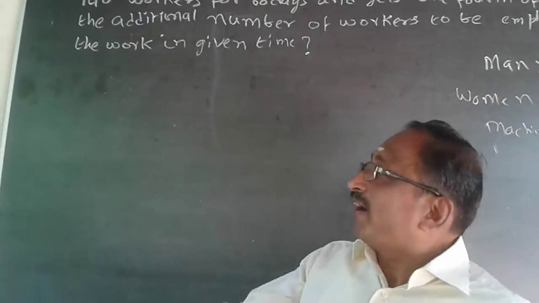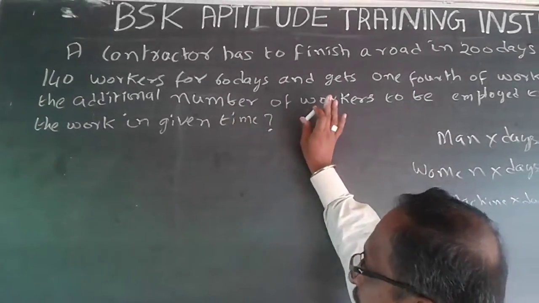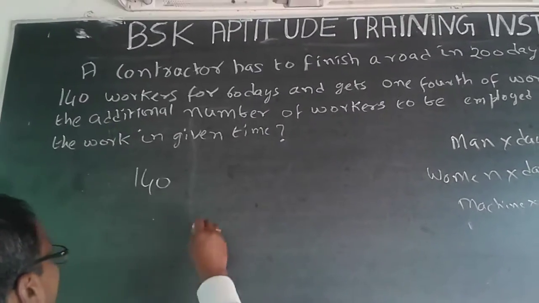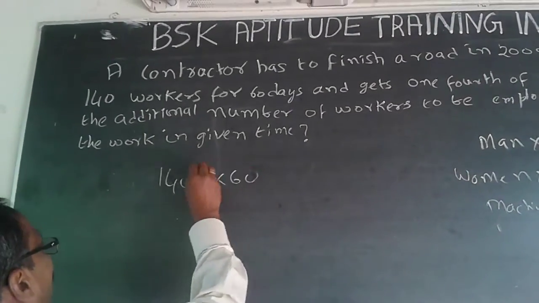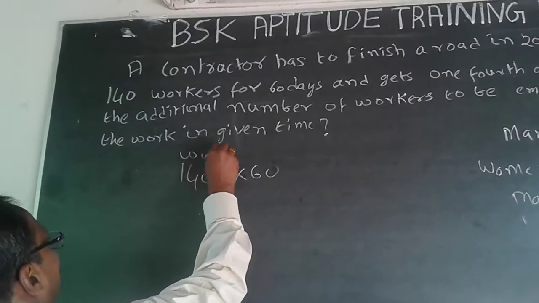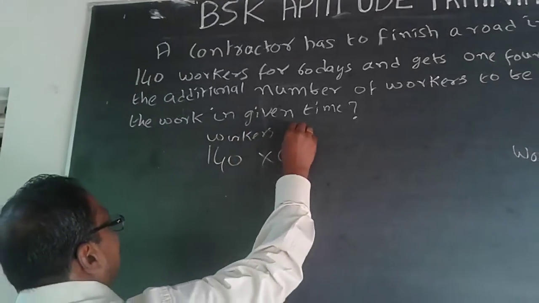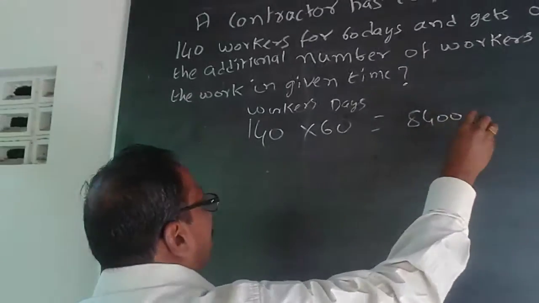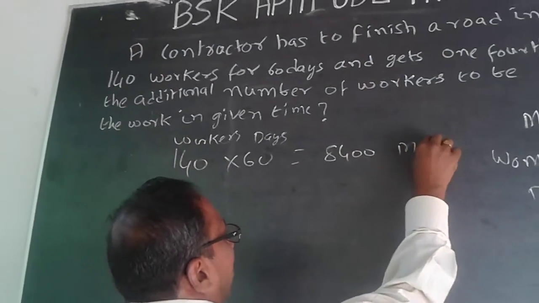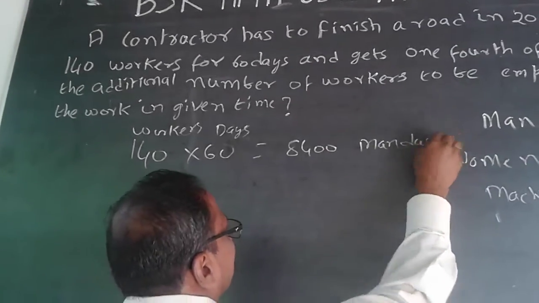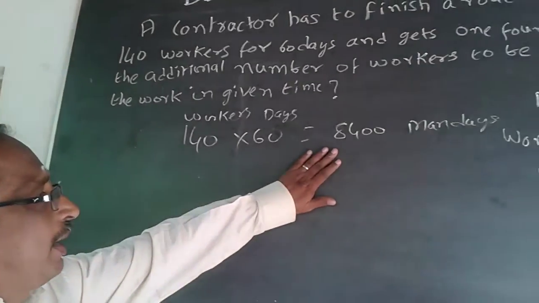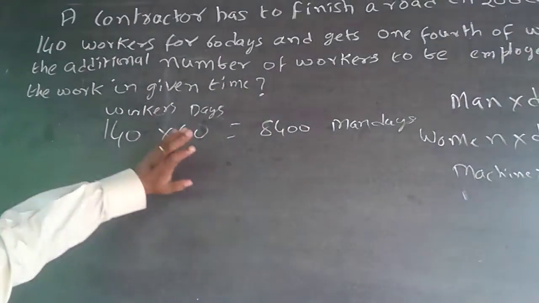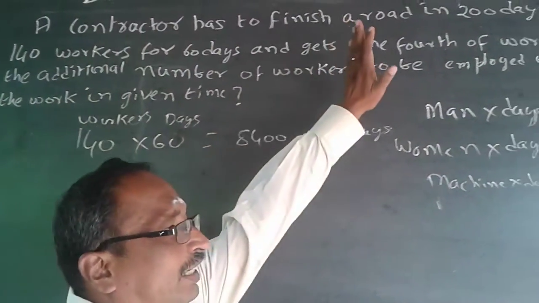So here you have to find the number of man days required to do the job. What it says is 140 workers, working for 60 days. So this will be equal to 8,400 man days, I call it man days. 8,400 man days is the amount of work done, and that work done is given as 1/4 of the work.